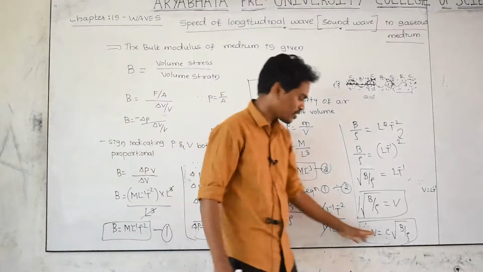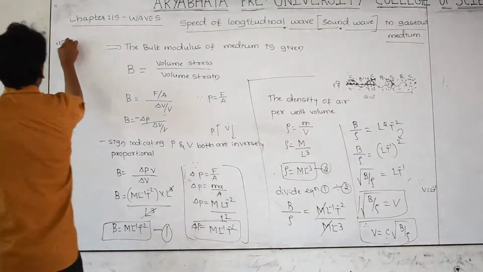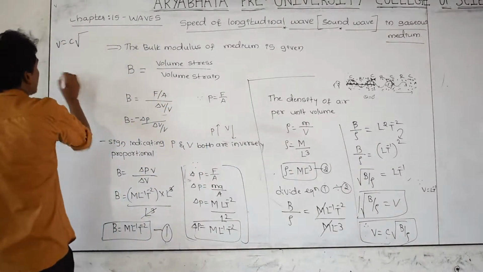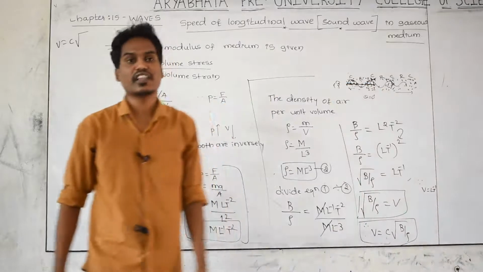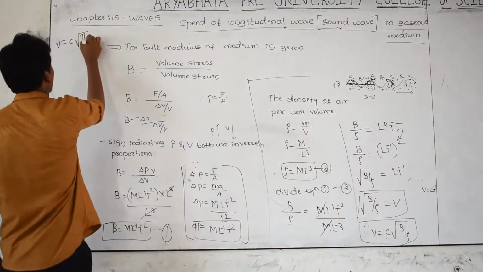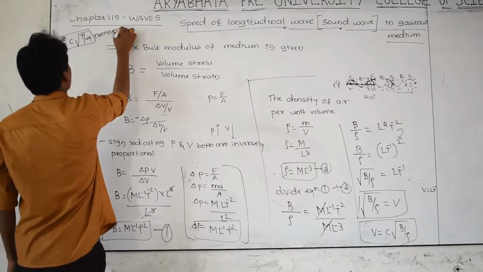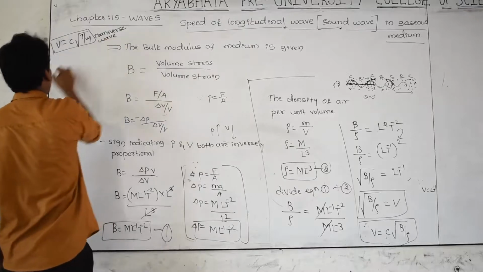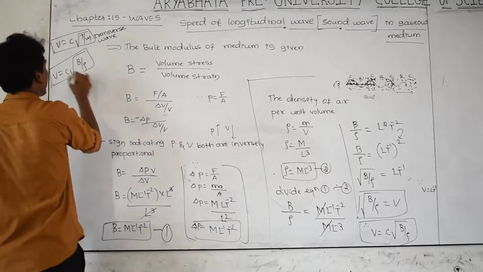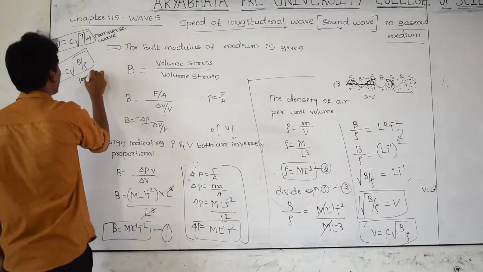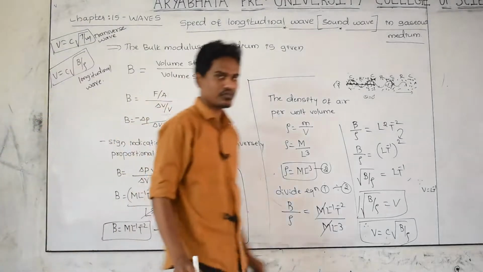And don't confuse the velocity formula for sound wave. One more you have studied, that is velocity is equal to C into root of T by mu. Just now we have studied this for the transverse wave. This is the transverse wave formula. And velocity is equal to C into root of B by rho. This is the formula in order to find out the speed of which wave? Longitudinal wave. Please remember these formulas.